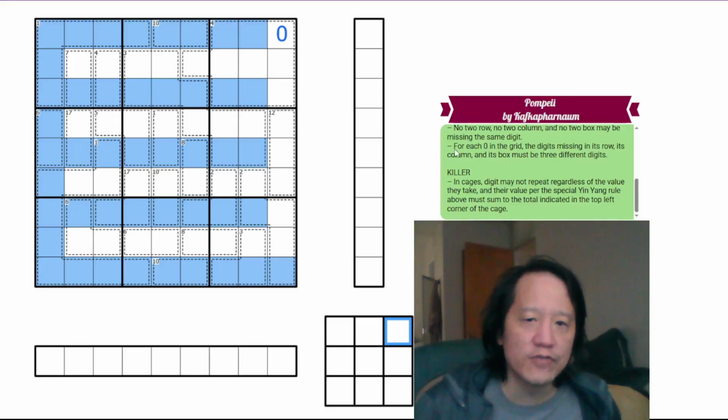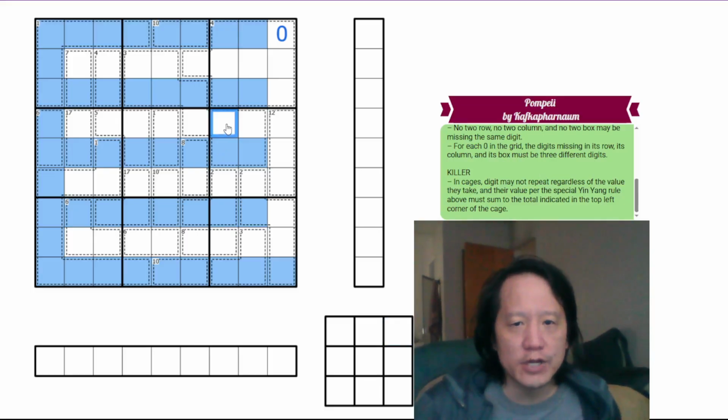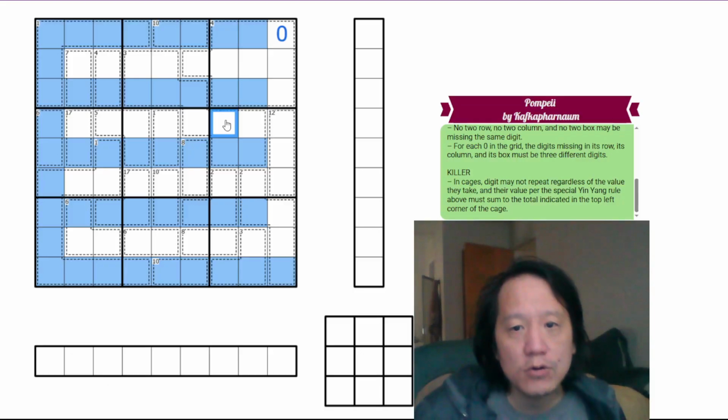And finally, we have killer cages, where in cages, a digit may not repeat regardless of the value they take. And their value, per the special yin-yang rule above, must sum to the total in the top left corner of the cage.